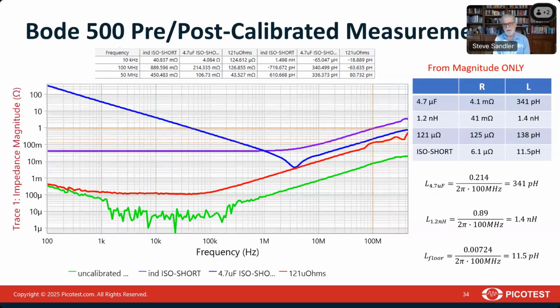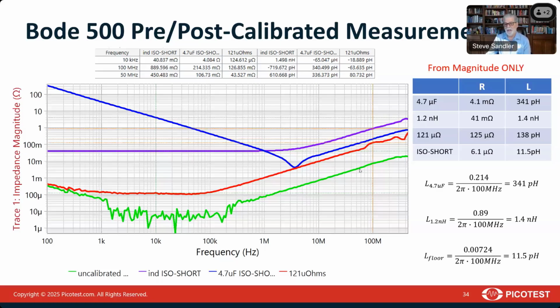If we put all this together now, and we look at our pre and post calibration measurements, we can take a look at the measurements that we got from magnitude only, and we can look at the measurements that we get from the cursors, and you can see that these two measurements agree really well. So 341 picohenries versus 341 picohenries, 1.4 nanohenries versus 1.4 nanohenries, and 11.5 picohenries versus 11.5 picohenries.